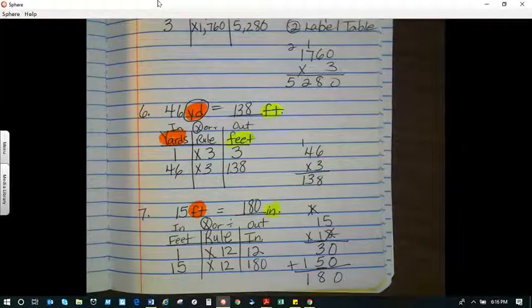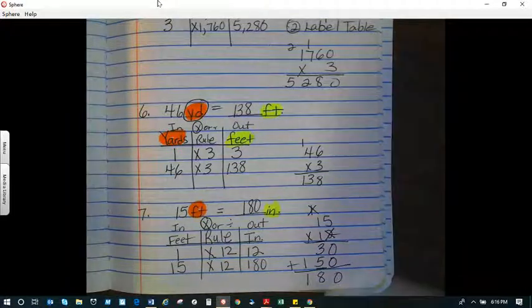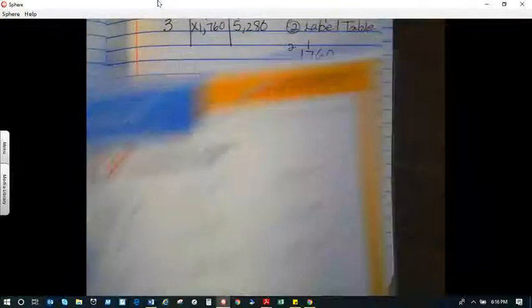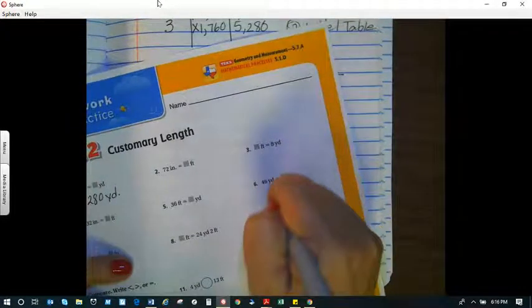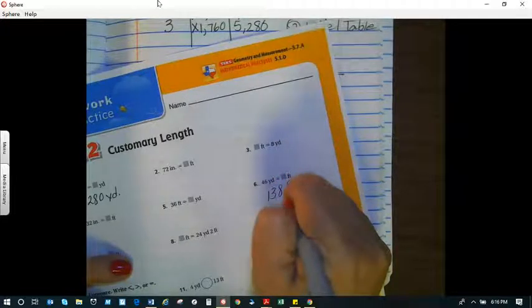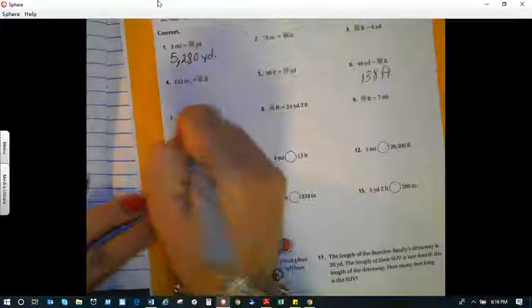Okay? Is that helping you better understand? Oh, great. I'm so glad. All right, so I'm going to bring over here 6 is going to be 138 feet. 7 is 180 inches.